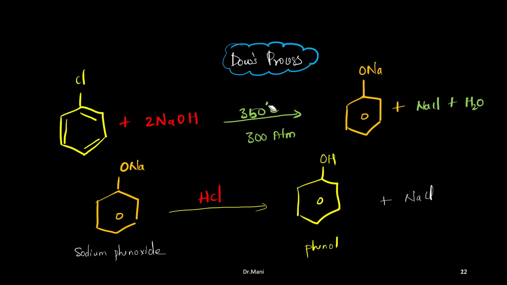If you maintain only these conditions and particular substituents, then only this reaction will happen. Otherwise, it's not as simple as alkyl halides undergoing SN1 or SN2 reactions. Aromatic compounds do not simply undergo SN1 or SN2 reactions. Only by maintaining particular conditions and substituents will they undergo them. Clear? And these SN1, SN2 reactions are slightly different compared to alkyl halides. We'll see how they are different. So understood what Dow's process is? How we have done that?